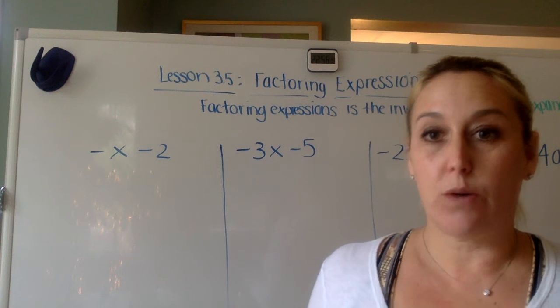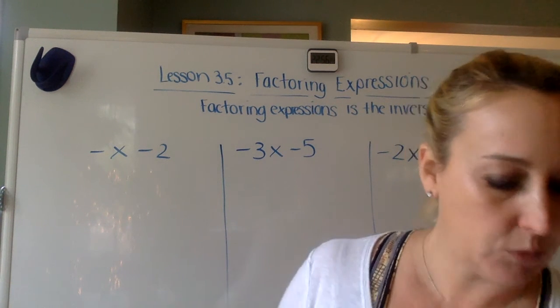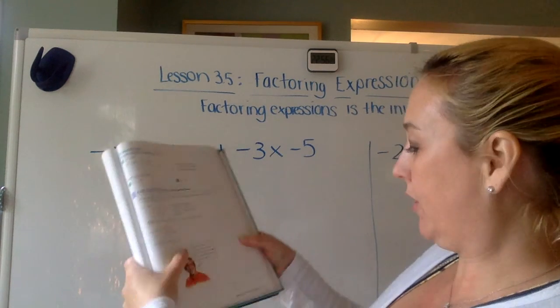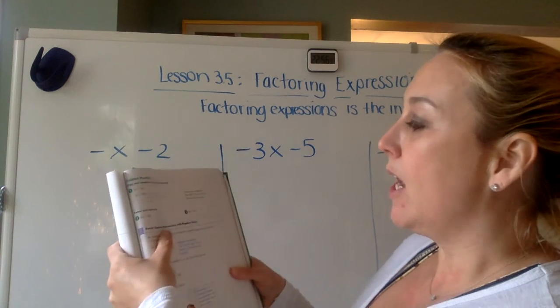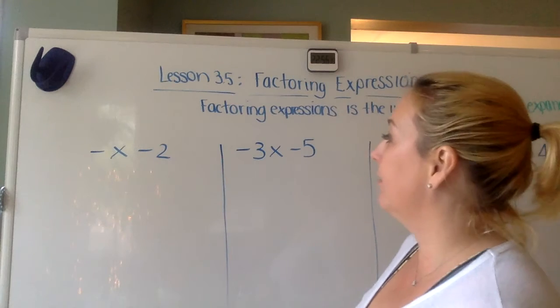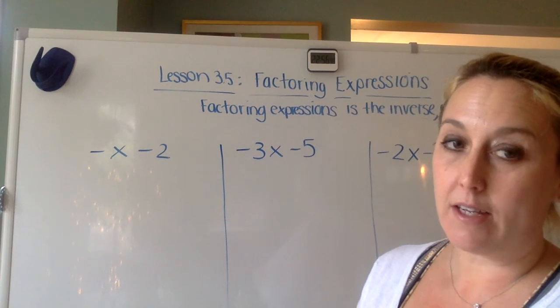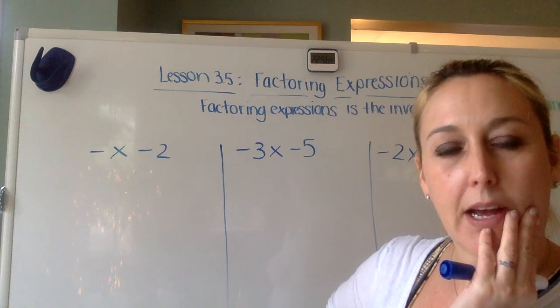On part 2 of our lesson on factoring expressions from lesson 3.5, we are now moving on to page 163, again, if you want to follow along in your book: factoring algebraic expressions with negative terms. So you look at this one. This is negative x minus 2.